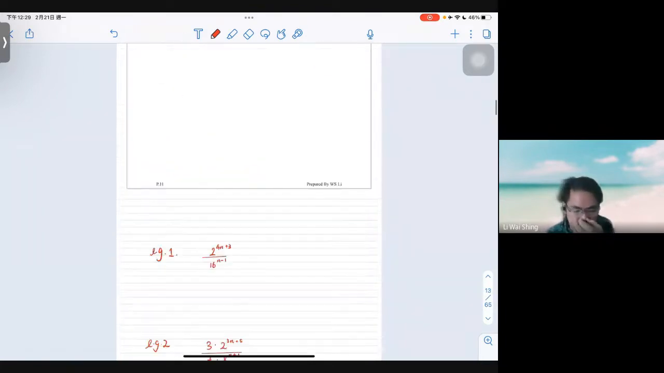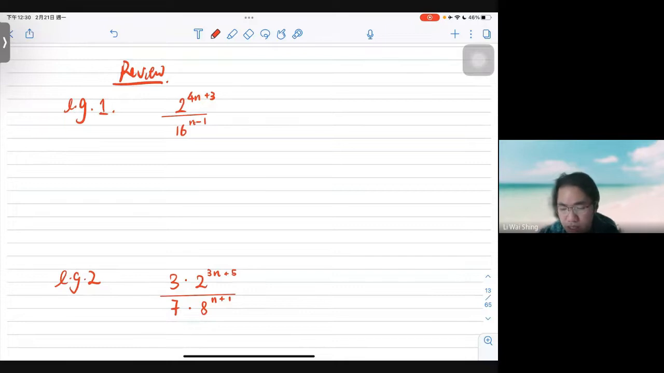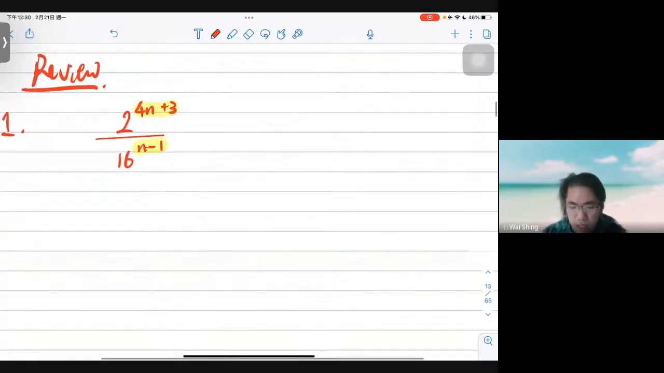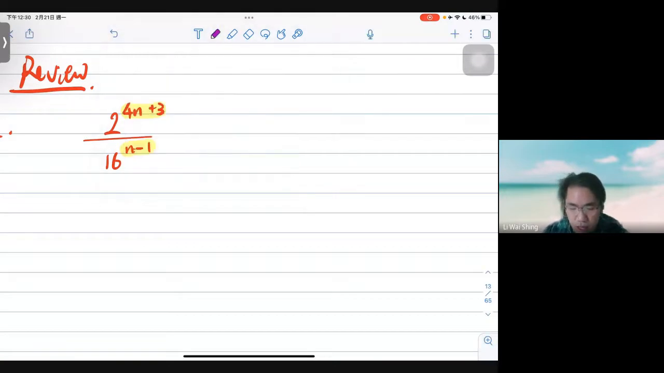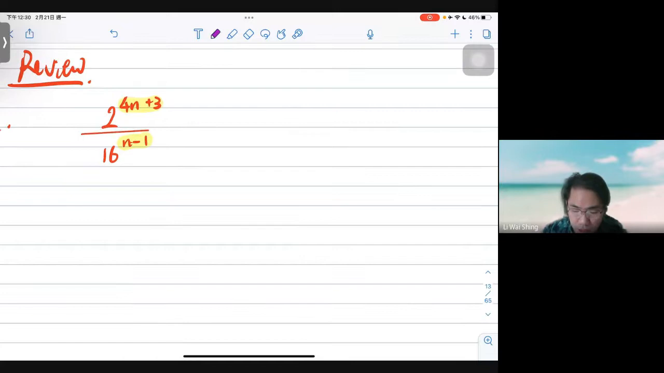Okay, so let's review what we have learned last time. Last time we started talking about indices with n's there, which is not included in the book. The rules are pretty much the same. The only different thing is that there is n in the power. So when I ask you to simplify this, you know how to simplify that. 2 to the power 3, 4 to the power 1, you know how to simplify that. But this time I just add some n's there. So remember the rules.